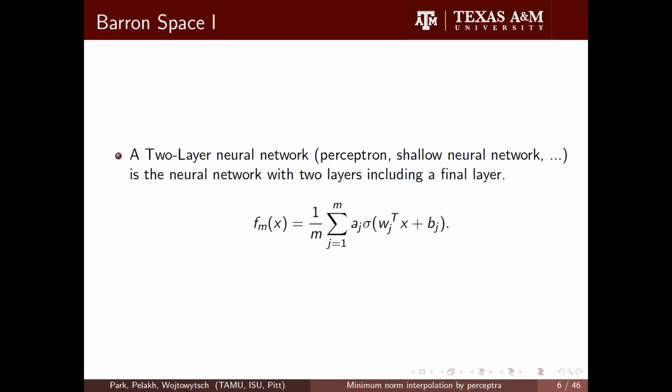Sounds good. So now I'm moving to the shallow neural network, which is the function of a two-layer neural network. As you just mentioned, we have one layer and one final layer to make the desired output. And 1 over m is just a normalizing constant if we fix m. And m is now the width, because we have only a single layer, so only a single width.